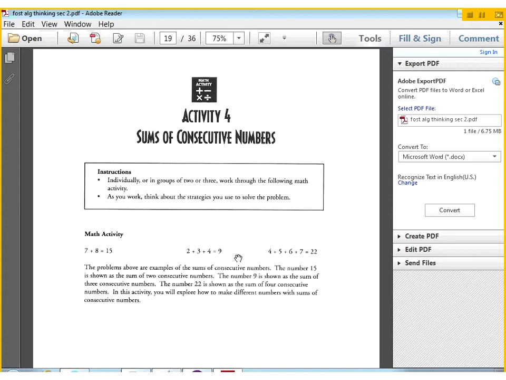Basically the activity is to figure out how you can write certain numbers as sums of consecutive numbers, right? For example, 22 is 4 plus 5 plus 6 plus 7. So you can write 22 as a sum of 4 consecutive integers, so counting numbers, what they call them. And maybe you could write 22 as the sum of a different number of consecutive integers.